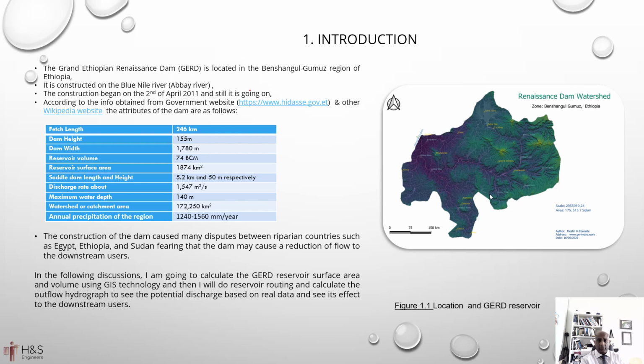I just traced it automatically with the help of ArcGIS, and I found out it is almost 172,005, something like that. So even if it is considered to be 175, it's not an error. It's just almost 2,000 square kilometer difference in this big watershed area. It doesn't matter. It doesn't have any effect. But it's right that it's 172,250 square kilometers.